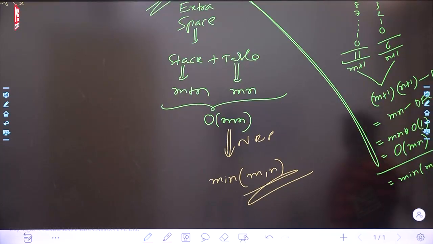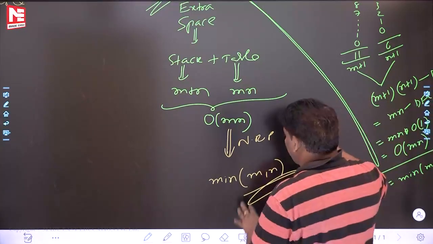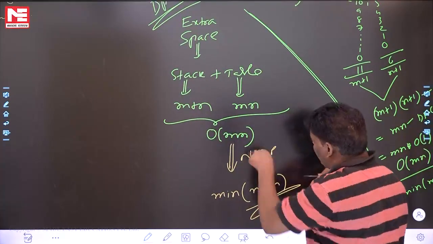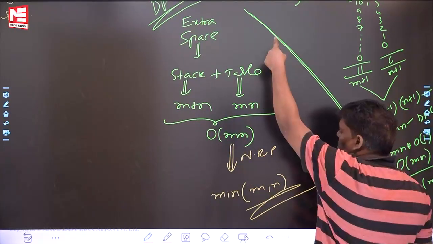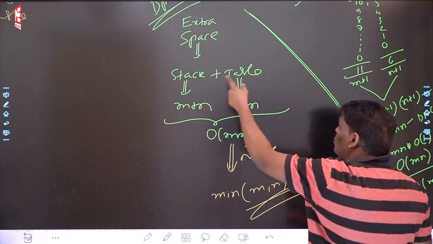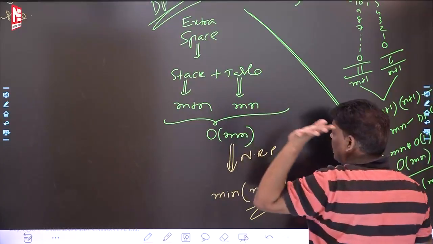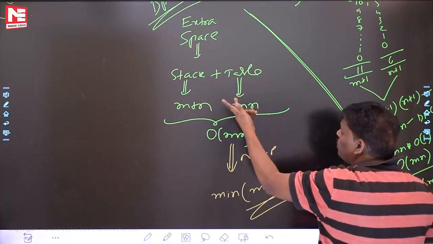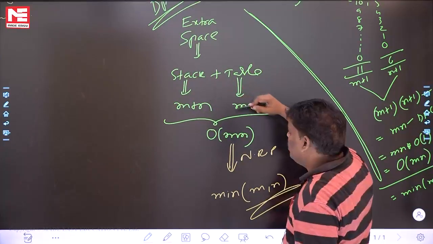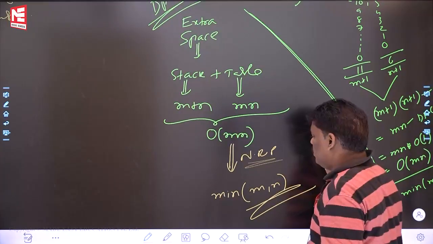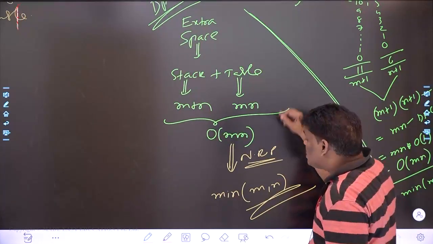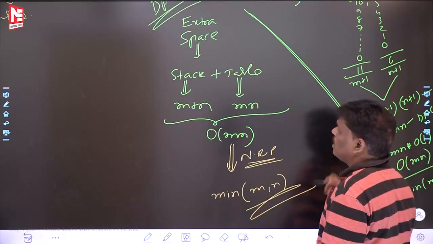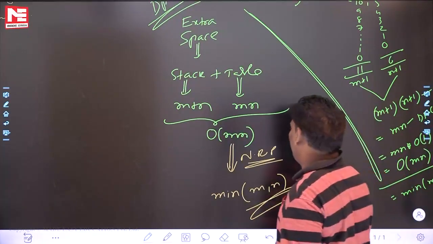From now onwards, if anyone asks you, it is a special one. When you say recursive program, stack is required and table is required, because you are checking the table, and because of recursion the stack is also required. If you write the non-recursive program, total space becomes minimum of m comma n. Please remember, it is a special note.